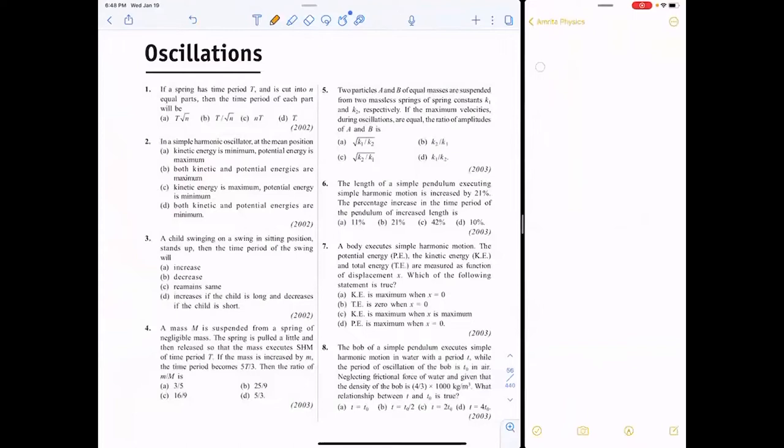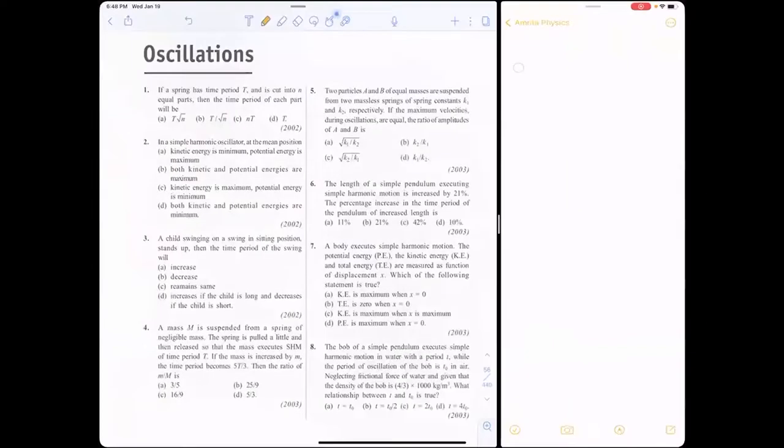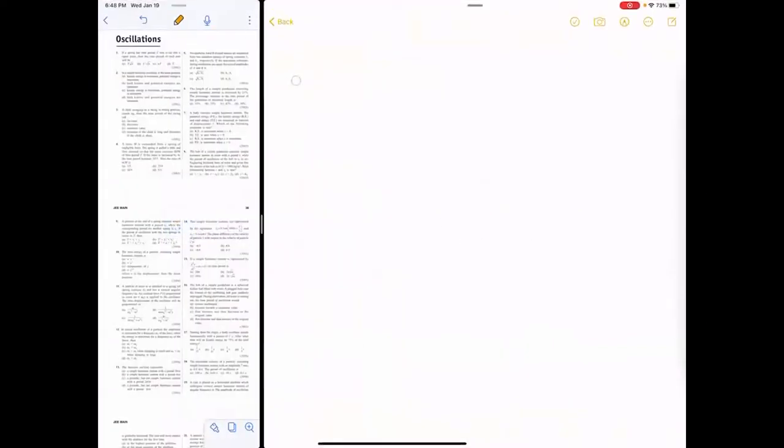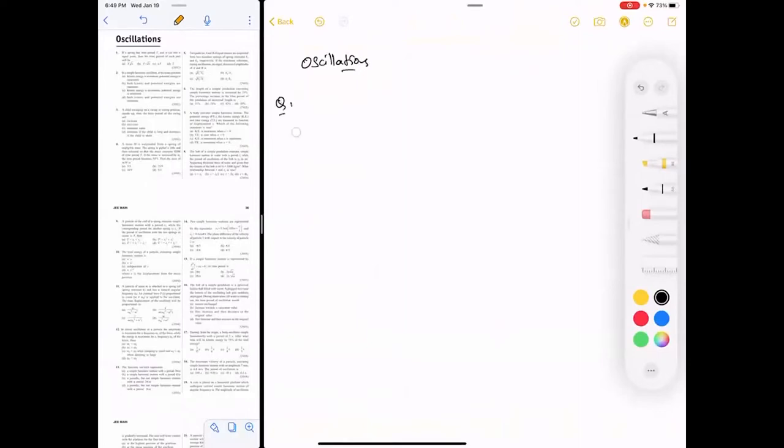If a spring has time period T and is cut into n equal parts, then the time period of each part will be? So there is a spring. This is question number one. Oscillations, question number one. There's a spring of spring constant K, so the time period of this will be 2 pi root m by K. If you have a block of mass m here and give it a small displacement, it will execute SHM of time period 2 pi root m by K.